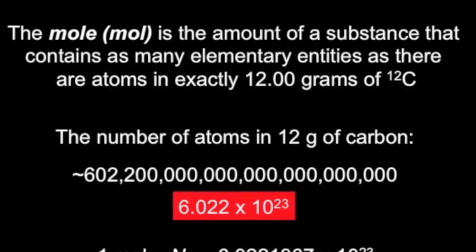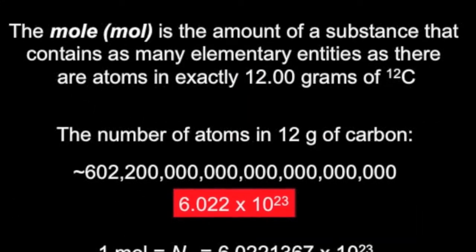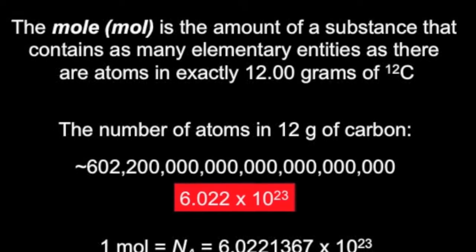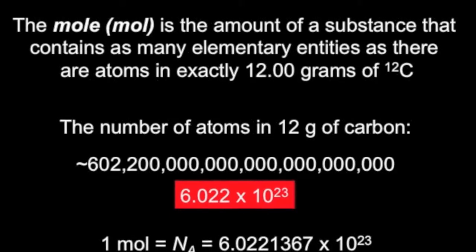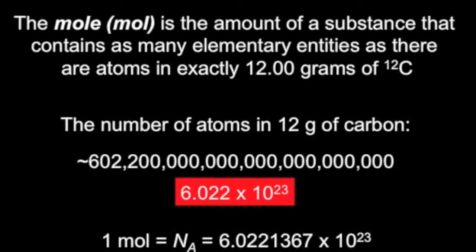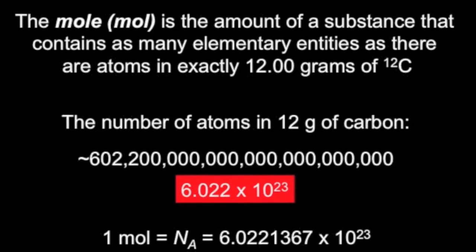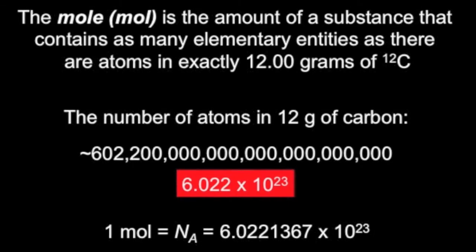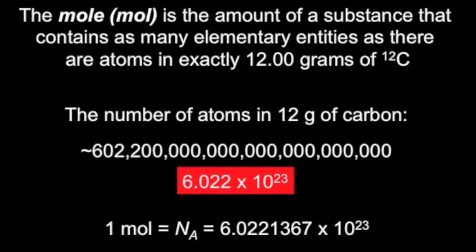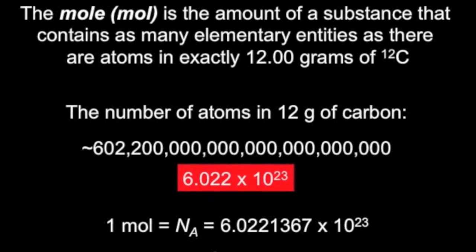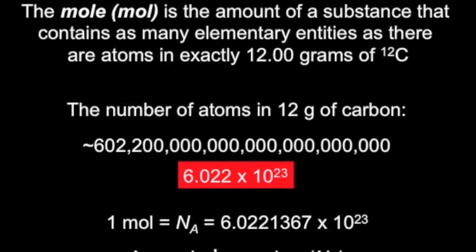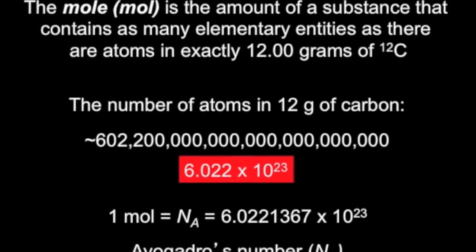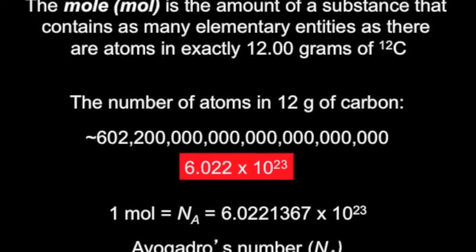And a mole is the amount of a substance that contains as many elementary entities as there are atoms in exactly 12 grams of carbon-12. So again, all of this is based on this one isotope of carbon. And we find that the number of atoms in 12 grams of carbon is this very long number, 6.022 times 10 to the 23rd atoms, which we refer to as Avogadro's number. So 1 mole is defined as anything having 6.022 times 10 to the 23rd things.